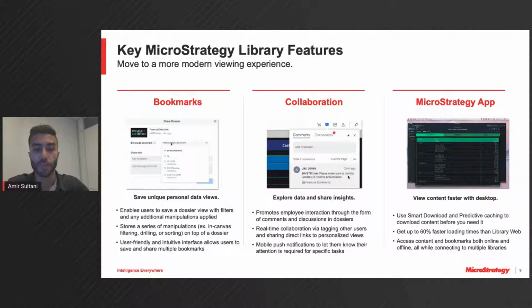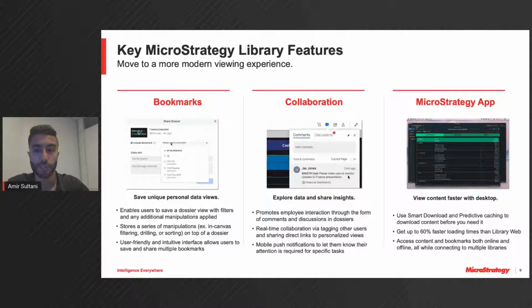The last feature we'll touch on is the MicroStrategy app. The MicroStrategy app is a premier viewing tool which leverages much of the same functionality of Library, plus a few additional features. Its purpose is to enhance speed, performance, and accessibility of your content, as well as incorporate a modernized look and feel to the consumption of your dossiers. We load the dossier content and have it ready before you even think to open it.